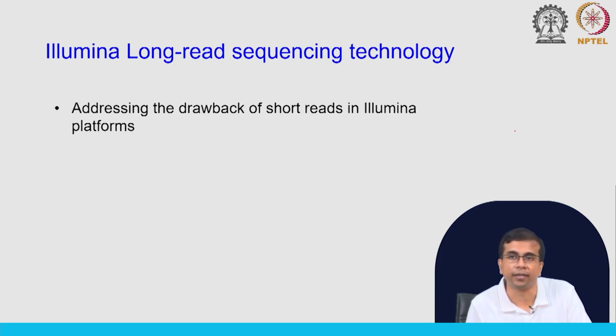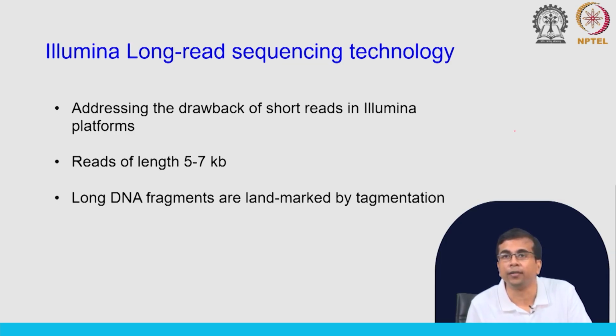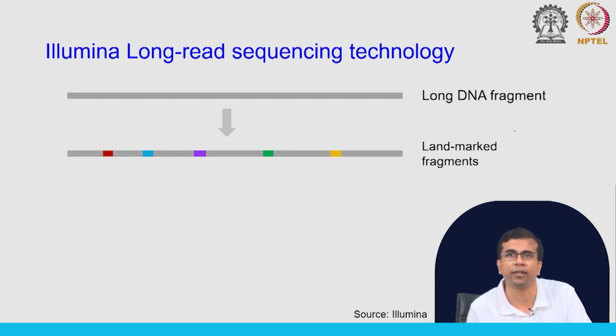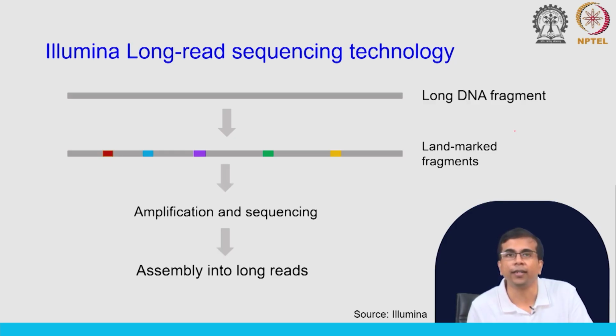This addresses the short read issue and gets reads of length 5 to 7 kb, and this is generated by something called landmarking. So, these long DNA fragments are first landmarked and then sequenced. This is the schematic, right. You have a long DNA fragment, you have landmarked these regions, shown in different colors here, using some sort of tagmentation or tagging, again using something like a transposase. Then you can amplify these fragments, sequence these fragments separately, and then assemble them. Because of these tags, you can identify which fragment aligns with which fragment, which fragment comes after which fragment. So, you can then assemble them into long reads.